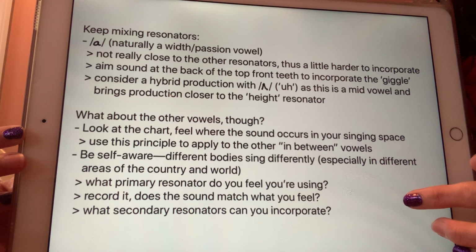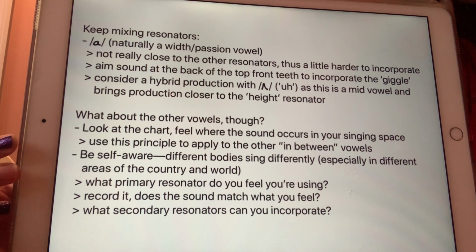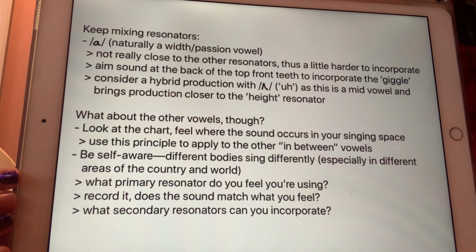We are self-aware singers, so be self-aware and apply it to this. Like we said, your body is different from anybody else's. And so how you sing it, if you're naturally a more giggle resonant singer, you may need to incorporate more height. Or if you're naturally a more passion with space singer, you may need to incorporate more giggle. So knowing your body and knowing what your natural resonance is predisposed to will also help you adjust to these different vowel sounds.